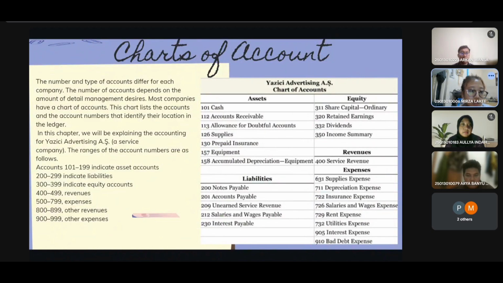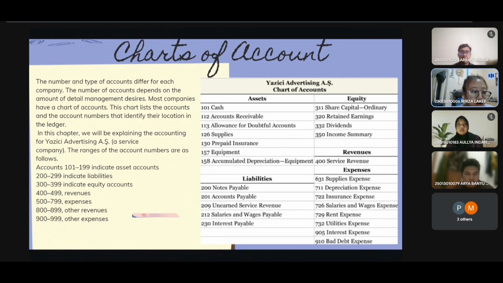And then chart of account. A chart of account is the number and type of account, which differ for each company. The number of accounts depends on the amount of detail management desires. Most companies have a chart of accounts, but it may be different for each company. This chart lists the accounts and the account numbers that identify their location in the ledger.